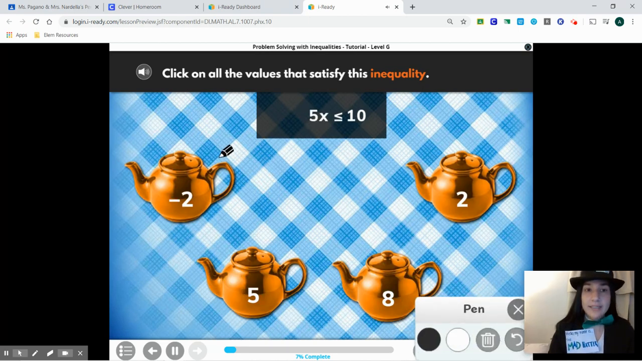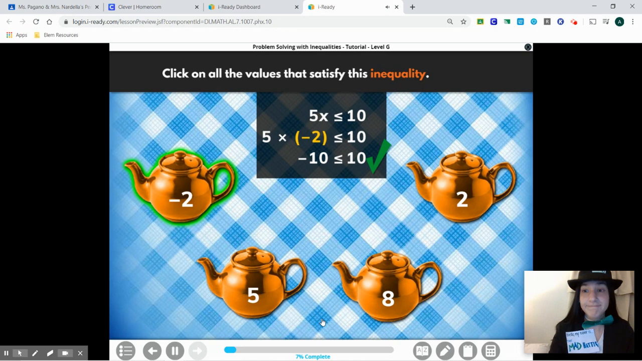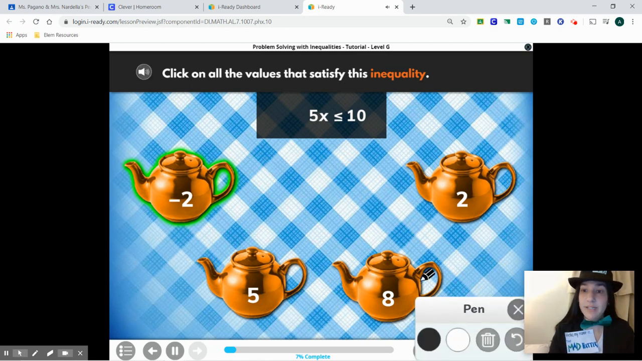Multiplication. Okay, let's start from left to right. 5 times -2. 5 times -2 is -10. -10 is less than 10, so -2 is our first solution. Let's select and submit. -10 is most certainly less than +10. Most certainly. There is another solution to this inequality. You must find it.